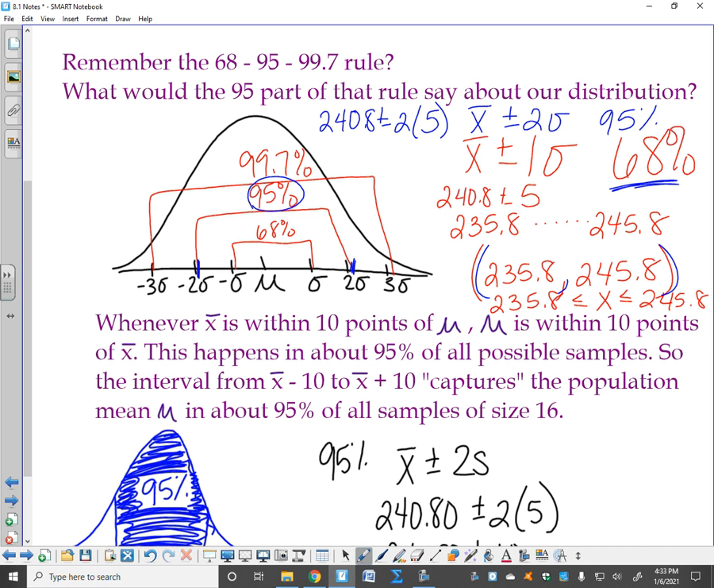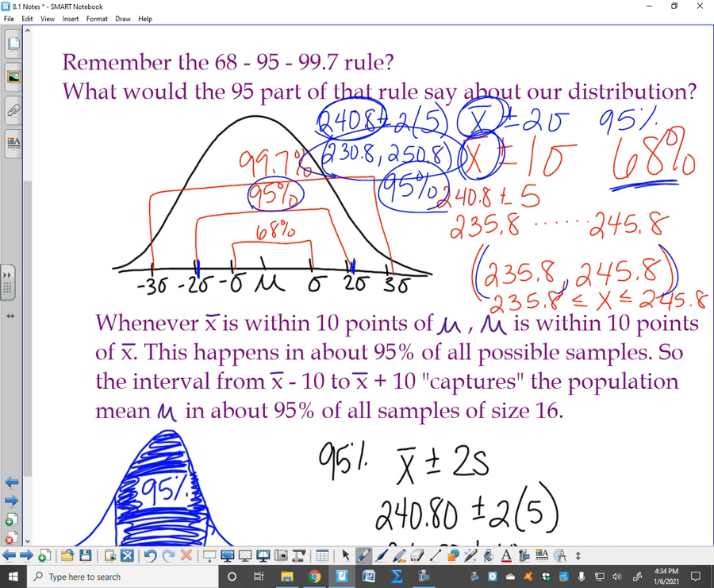So now I'm going to add and subtract 10. So that's going to be 230.8 to 250.8. Now that gets me 95% confident that mu lives in that interval. Higher confidence, bigger interval. You want to go 99.7% confident? That's fine. We're going to go 3 standard deviations on either side of my point estimate, which is my x bar.